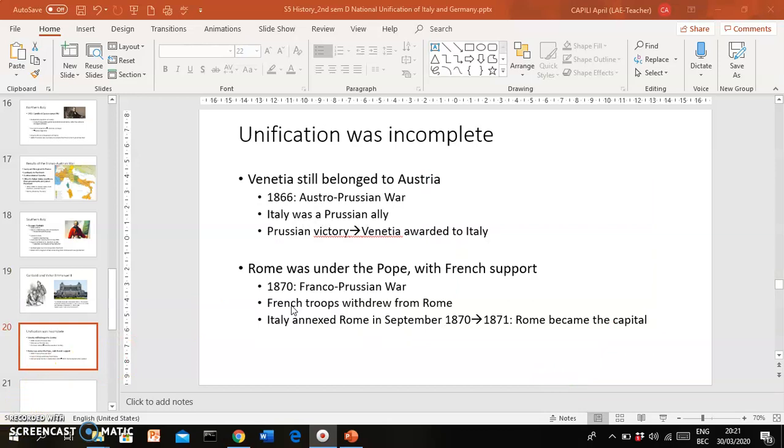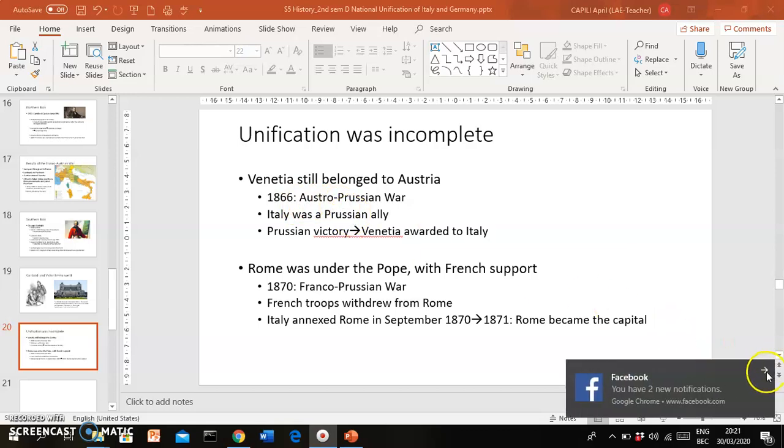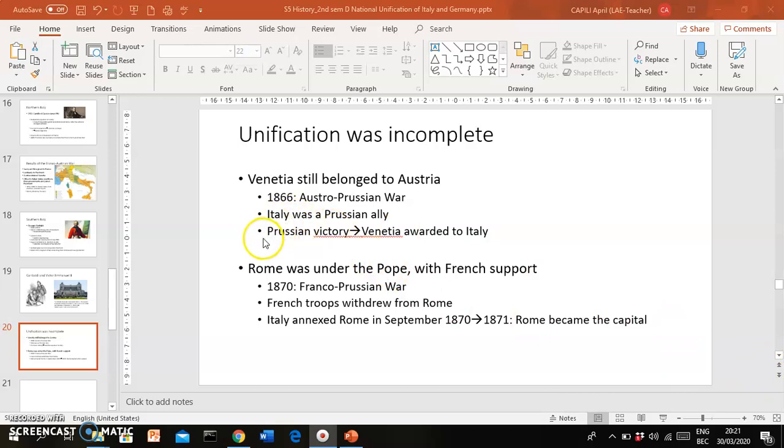And yet, Italian unification was not yet complete. As we saw a few minutes ago, Venetia still belonged to Austria, but the Italians were quite clever. In 1866, they sought the help of the Prussians and they goaded the Austrians into a conflict. Italy sided with the Prussians, and the Prussians, until this point a successful military state, defeated Austria, and for their part in the war, Venetia was eventually awarded to Italy.